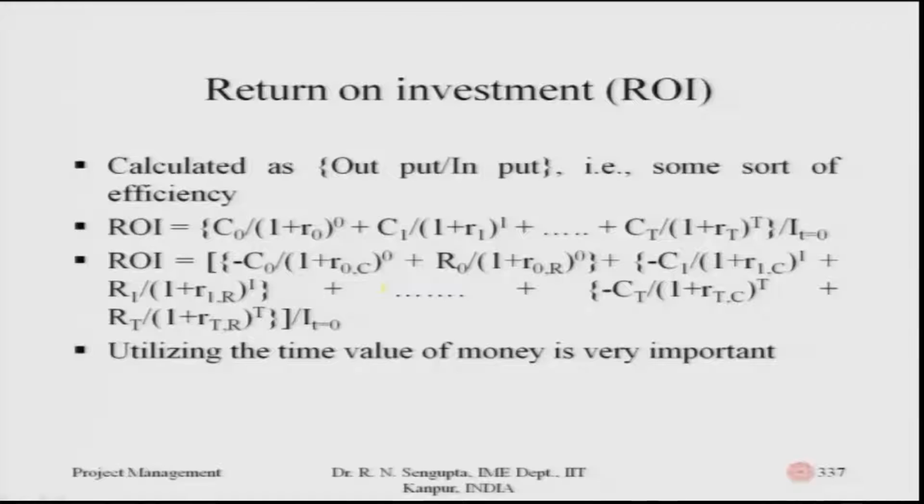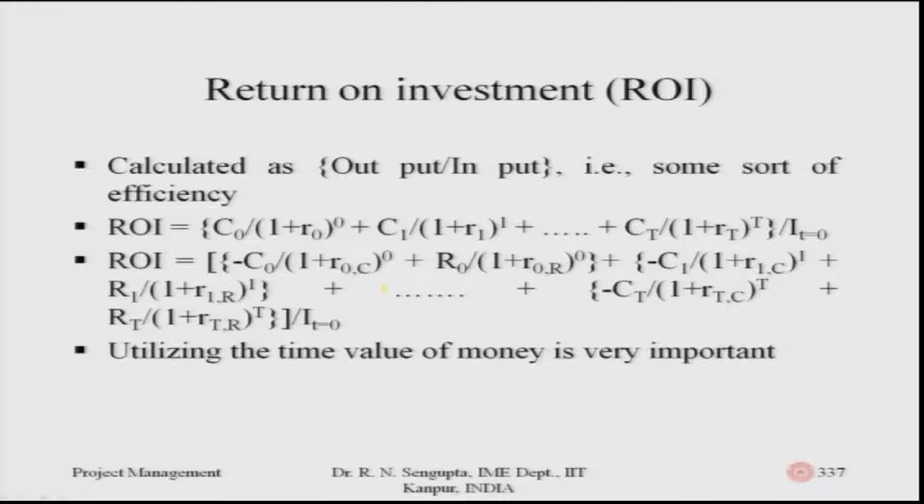So, let me continue and try to finish off the different financial concepts based on which a project can be evaluated. The next point in the slide in front of me, the 337th one, is the return on investment, which is ROI. Technically, return on investment is some sort of efficiency calculation, given by the ratio of output by input. So, what is my output divided by the total quantum of input would give me the ratio, which is the efficiency.